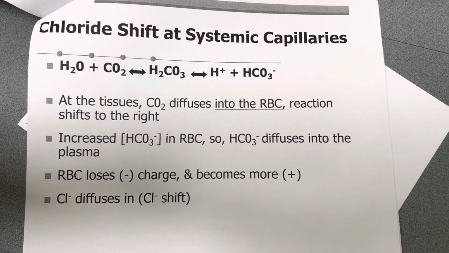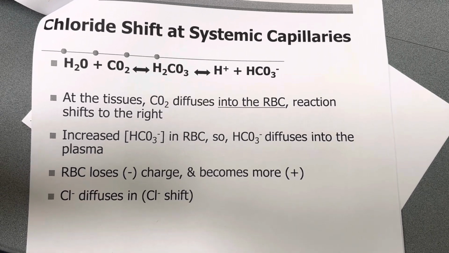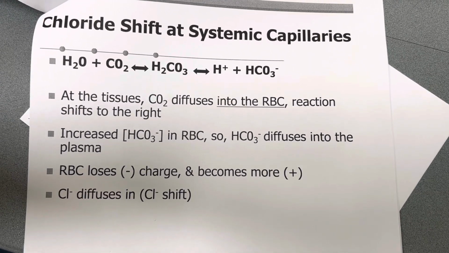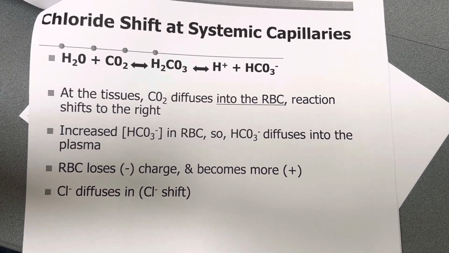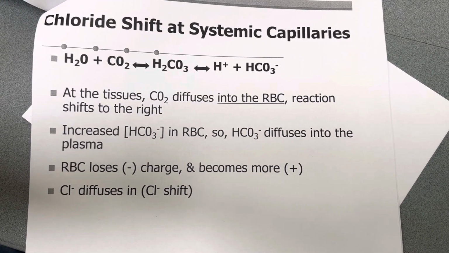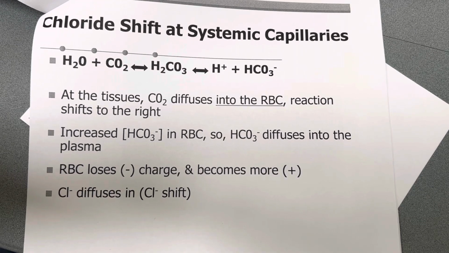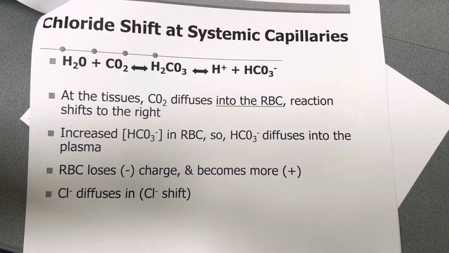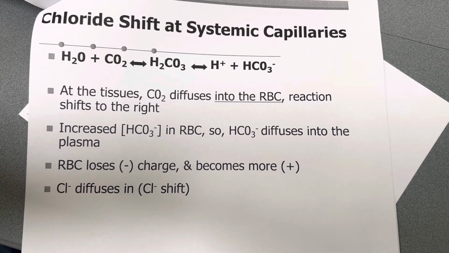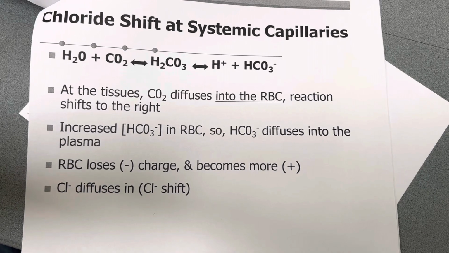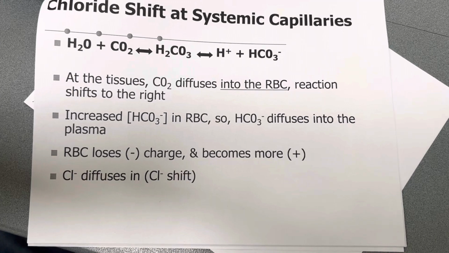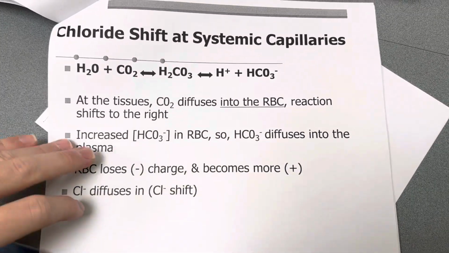H2O plus CO2, H2CO3, H plus HCO3. At the tissues, CO2 diffuses into red blood cells. The reaction shifts to the right, increasing HCO3 in red blood cells, so HCO3 diffuses into the plasma. Red blood cells lose negative charge and become more positive. Cl diffuses in: the chloride shift.